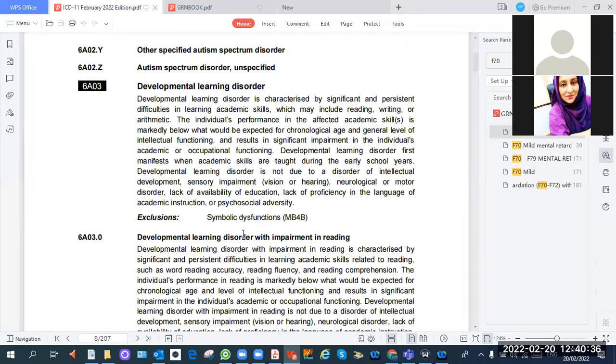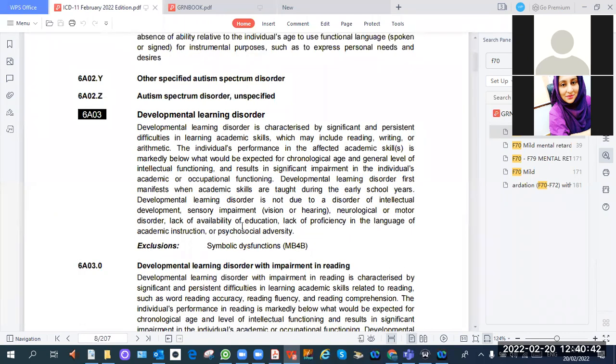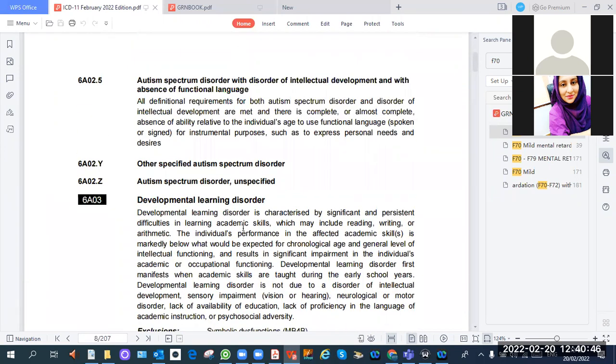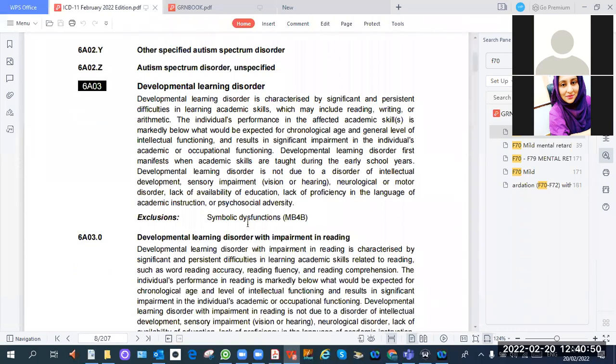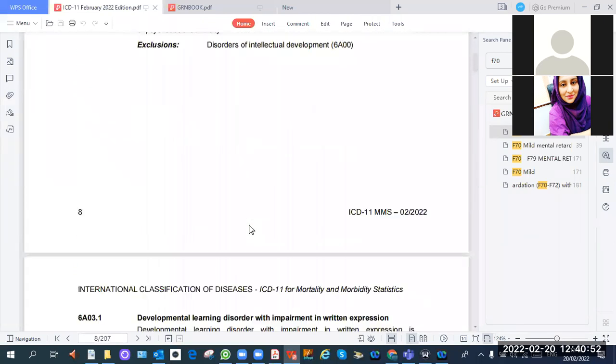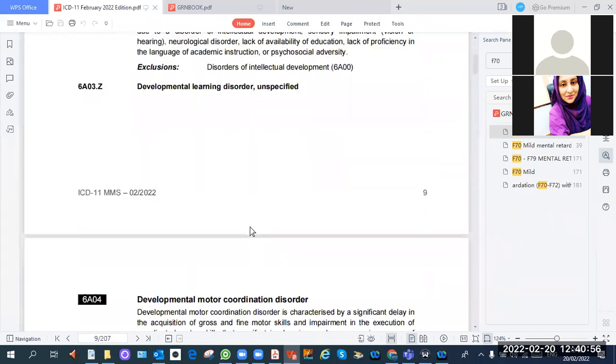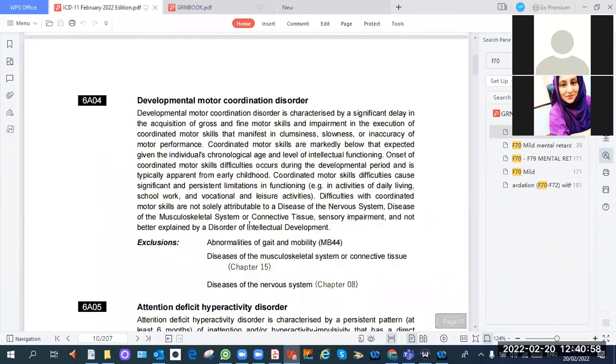Developmental learning disorders. Learning disorder means difficulty learning something. Autism is something, global learning. No, not in autism. The intellectual disability is about global learning, but here it is specific learning. So they may have reading difficulties, dyslexia, mathematics, and so on.